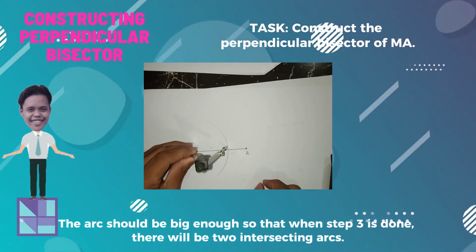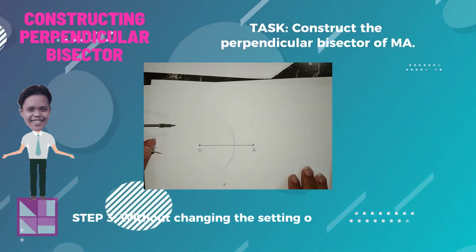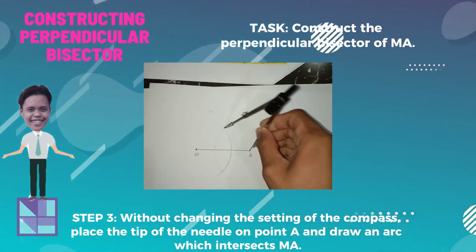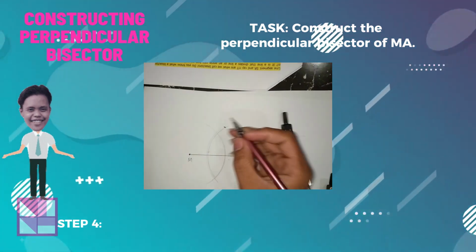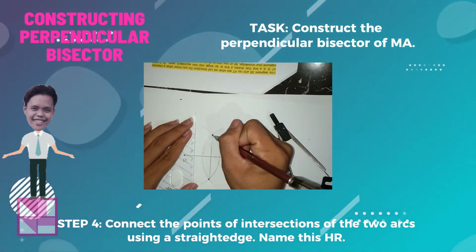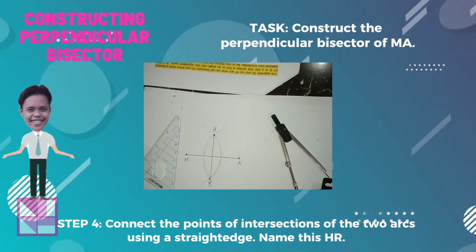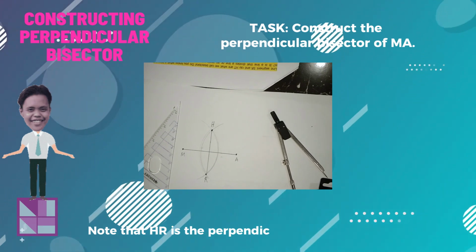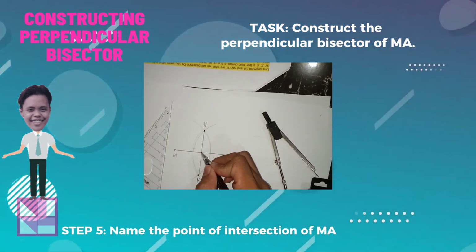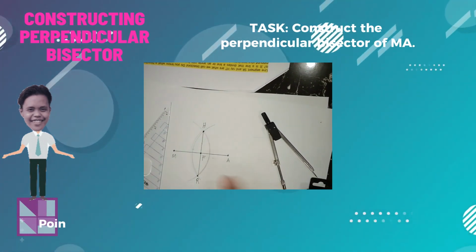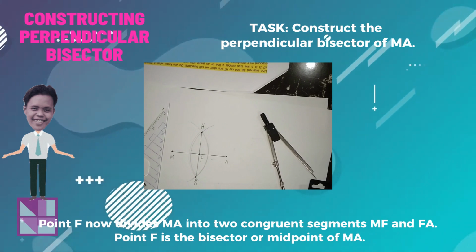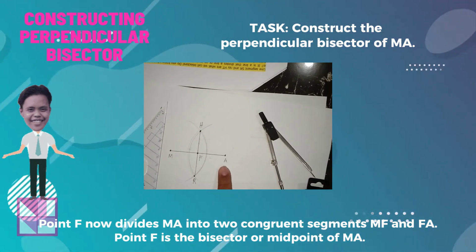Are you keeping up? That's great! Step 3. Without changing the setting of the compass, place the tip of the needle on point A and draw an arc which intersects MA. Step 4. Connect the points of intersections of the two arcs using the straight edge. Name this HR. Note that HR is the perpendicular bisector of MA. Lastly, step 5, name the point of intersection of MA and HR as F. Point F now divides MA into two congruent segments, MF and FA. Point F is the bisector or midpoint of MA.